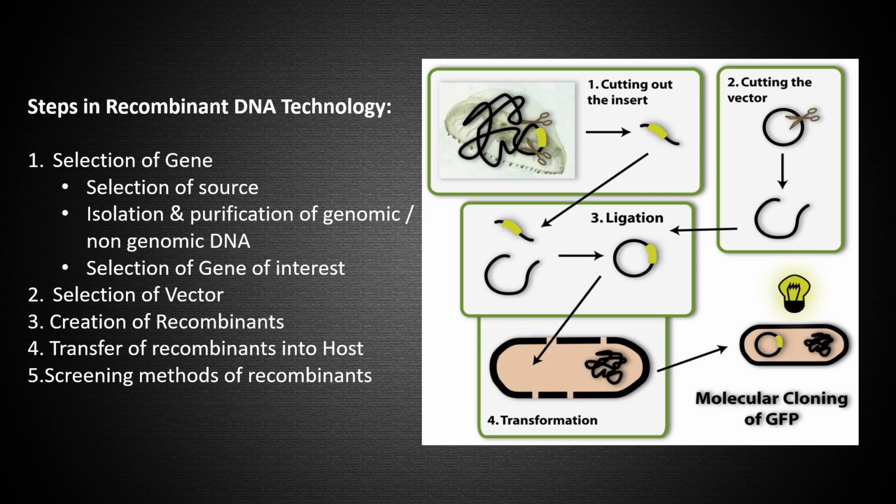Next is creation of recombinants. It is basically ligation of plasmid and our gene of interest. We join our vector and gene of interest and this now becomes a recombinant DNA molecule. And last step is screening of recombinants and non-recombinants.